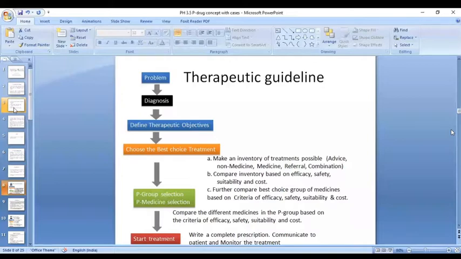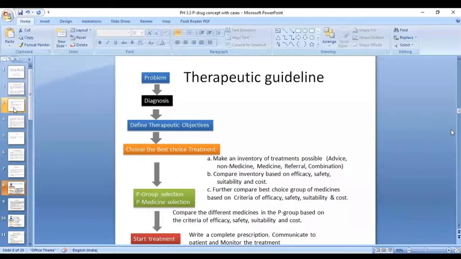Obviously we are working something out in your brain that this is more efficacious, this is more cardioselective, this is more suitable, right? But when we are doing an exercise, we want it to be done objectively, so that you don't miss out an important aspect. Cost is also important. Suitability is also important.